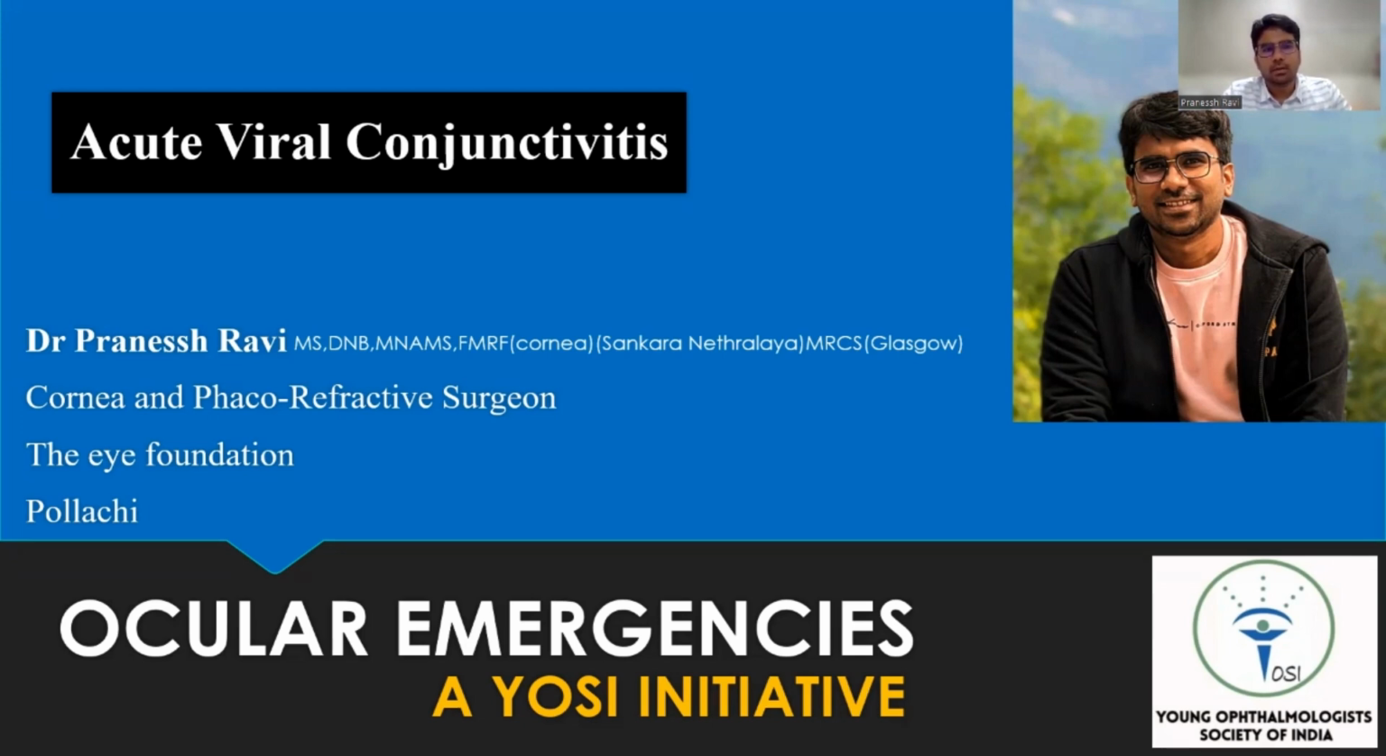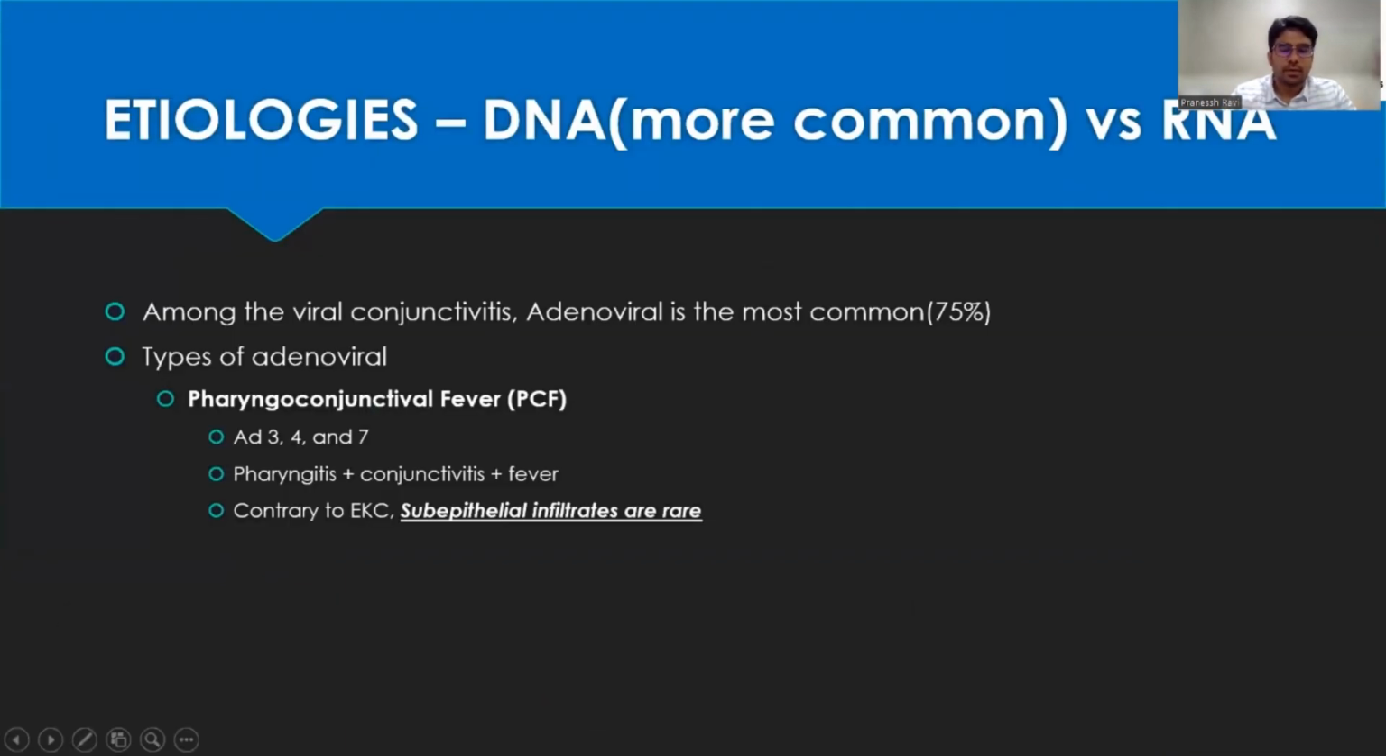Today, the topic is about acute viral conjunctivitis. As far as acute viral conjunctivitis is concerned, we have two broad etiologies, DNA and RNA viruses. Among the viral conjunctivitis, adenoviral is the commonest, constituting 75% of the cases. So let's look at adenovirus in detail.